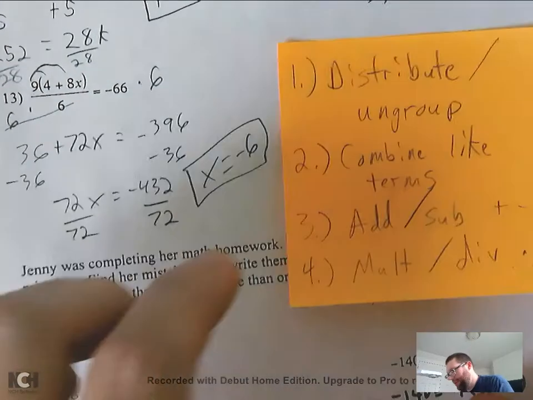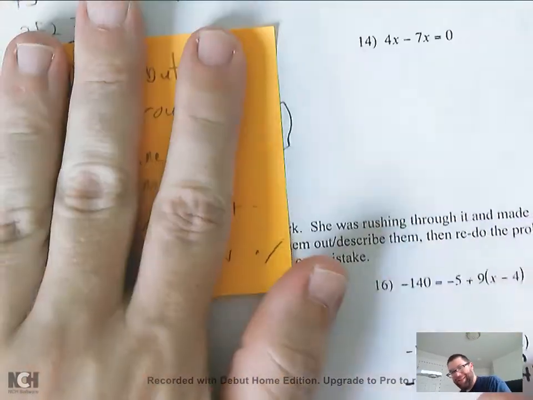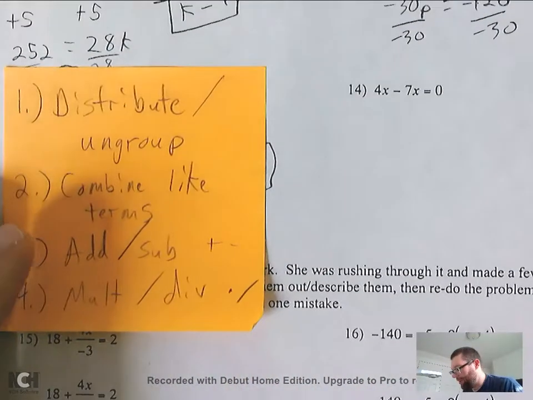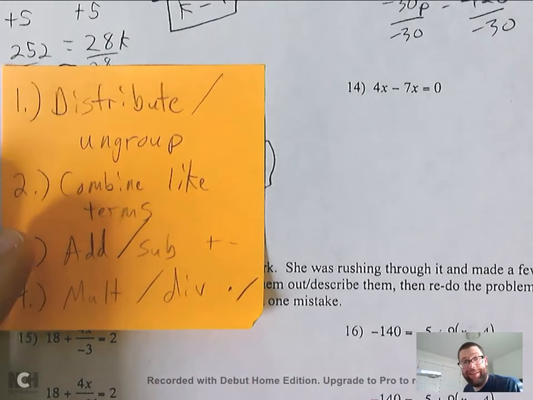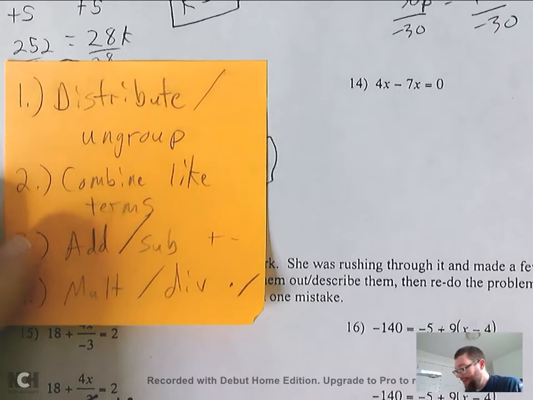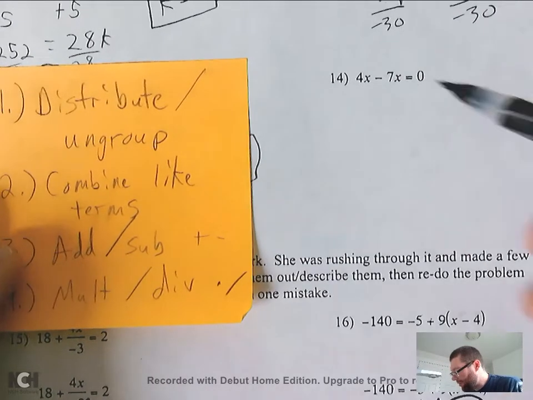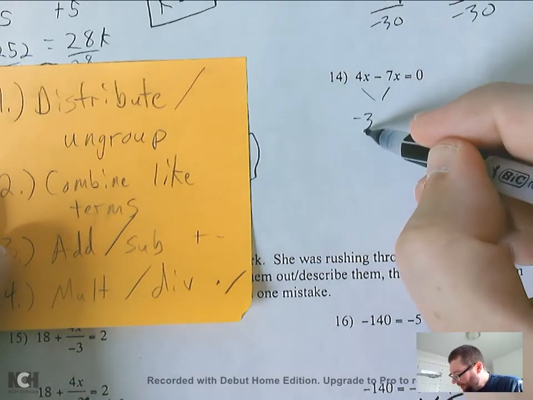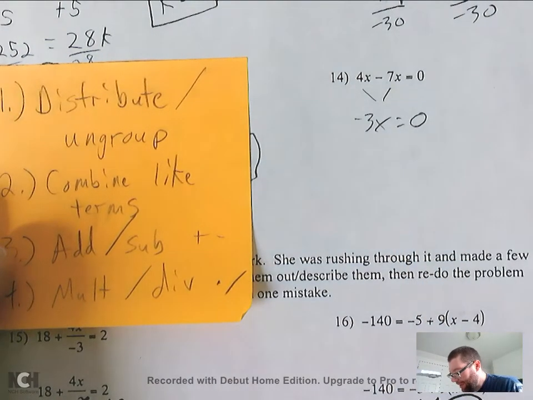Okay. And then the last one, which ironically will probably be one of the most missed kinds of questions on the test, but this is like the easiest question on the test. We've got some like terms here, right? So we're going to combine them. 4 minus 7 is -3. So we have -3x is equal to 0.